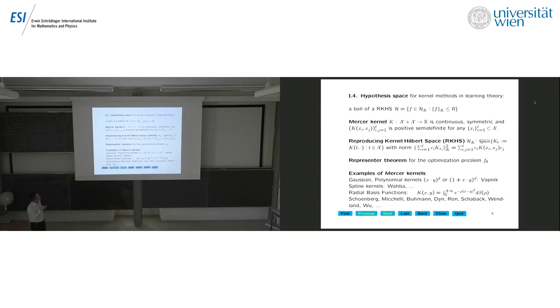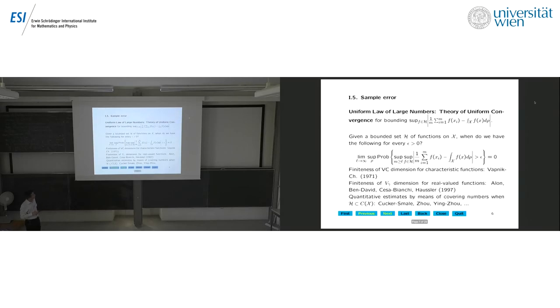And here the RKHS is generated by a Mercer kernel, which is symmetric, continuous, and positive semi-definite, defined on the input space X. Well-known examples are the RKHS generated by Gaussians and many other kernels. Now, as I said, there's another part of the error estimate, which is the sample error, to measure the error when you discretize this integration by sample mean. But we want to measure this error uniformly over the hypothesis space.